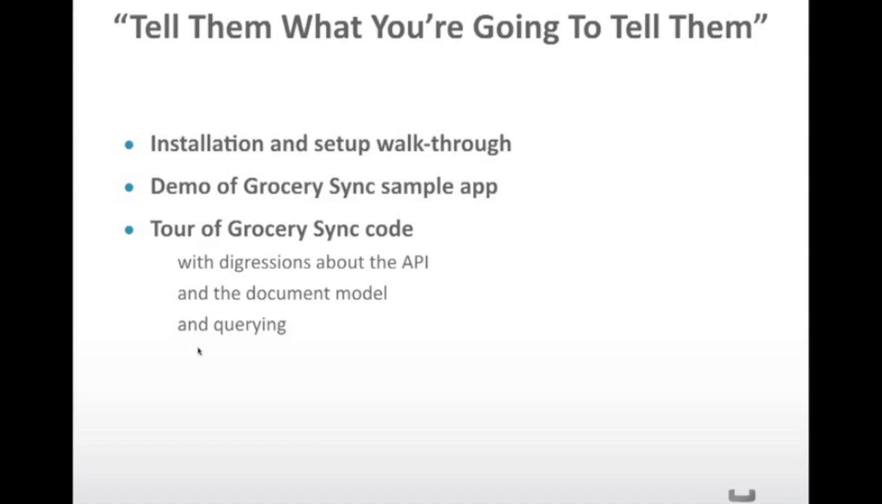The main part is going to be a tour through the code, where I'm going to be showing some of the important snippets, some of the pieces of the app that actually talk to Couchbase Lite to do the various functions. And I'm going to use those as jumping off points for talking about the API calls that are used and the underlying model of the database and doing querying. And then finally, I'm going to go into a bit of stuff that's beyond what Grocery Sync demos, some of the more advanced features, just quick overviews of them.